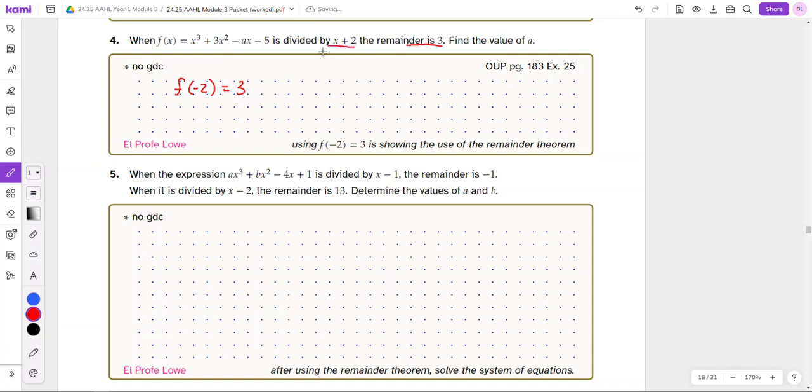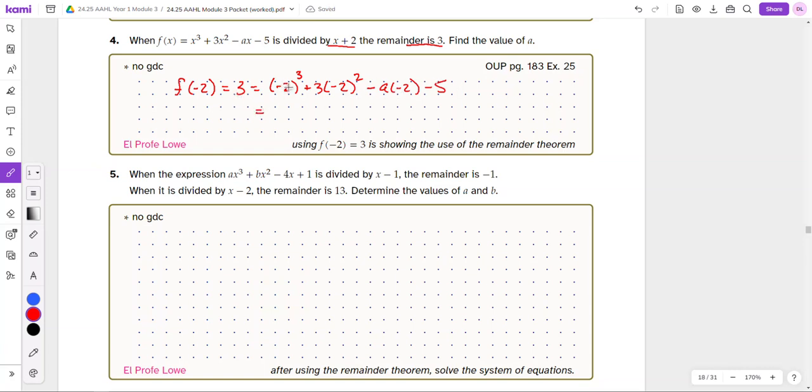All right, so x plus 2, I'm going to use negative 2 because if x plus 2 was a factor, negative 2 would be a root. But we know we have a remainder, so rather than equaling 0, we're going to equal 3, and that's going to be the same as negative 2 to the third power, plus 3 times negative 2 squared, minus a times negative 2, minus 5. We're simply going to evaluate.